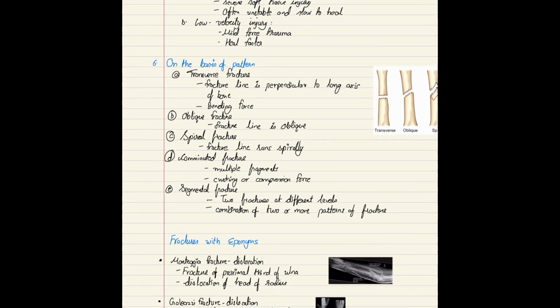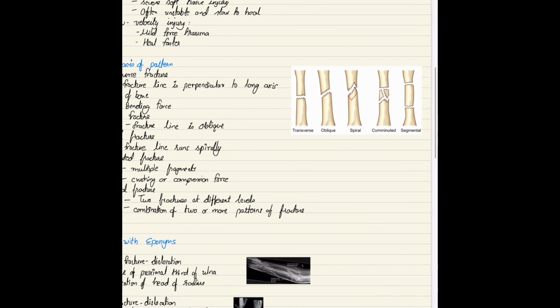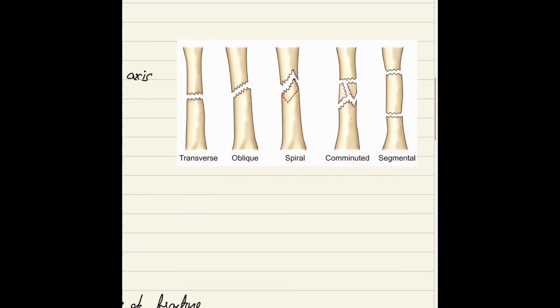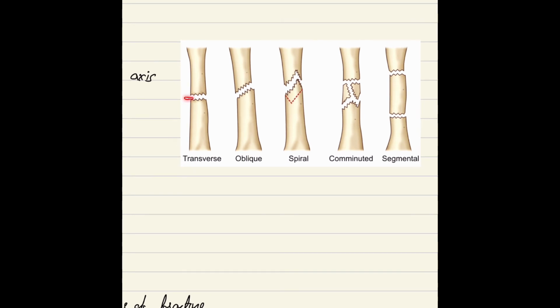The last one is classifying fractures on the basis of pattern. The first one is the transverse fracture. So in the transverse fracture, as you can see here, the fracture line is transverse to the axis of the long bone. Okay, so if this is the axis of the long bone, then the fracture line is perpendicular to it, and this is known as transverse fracture.